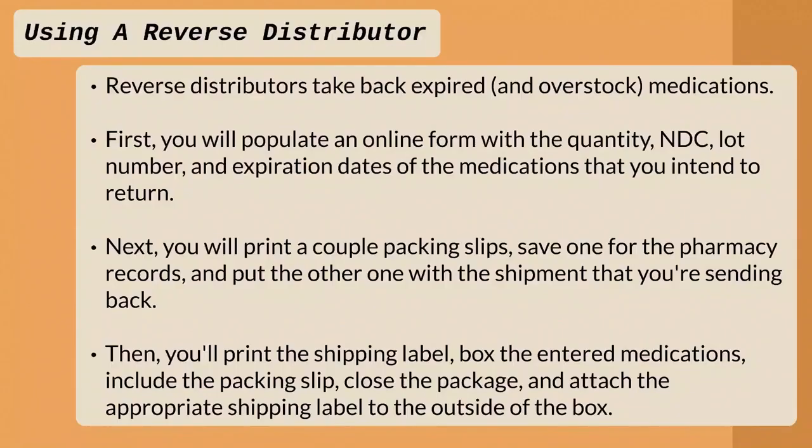You can also use a reverse distributor. So reverse distributors take back expired and overstock medications. First, you'll populate an online form with the quantity, NDC, lot number, and expiration dates of the medications that you intend to return. Next, you'll print a couple of packing slips, save one for the pharmacy records, and put the other one with the shipment that you're sending back. Then you'll print the shipping label, box all of those entered medications, include the packing slip, close the package, attach the appropriate shipping label to the outside of the box, and send it on its way.